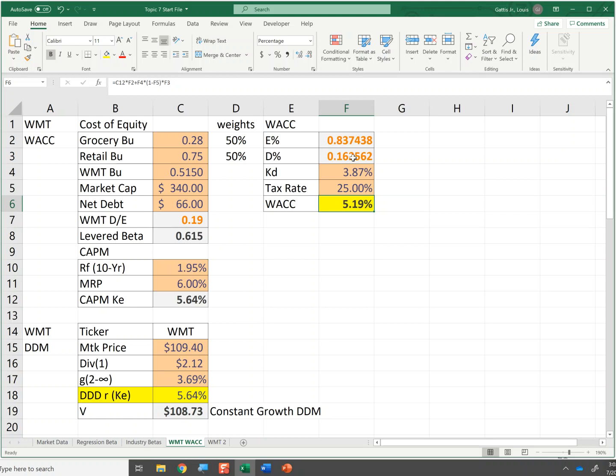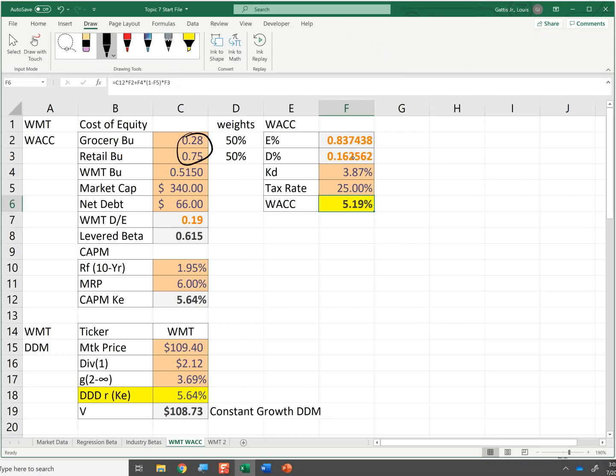The assumption is Walmart uses unlevered betas for the industry, levered up by their D/E ratio to calculate cost of equity. I'm assuming that the current risk-free rate is 1.95% and a market risk premium of 6%. And to get my cost of debt, I assumed the average rate on AA rated bonds. And I used last year's average tax rate of 25%.